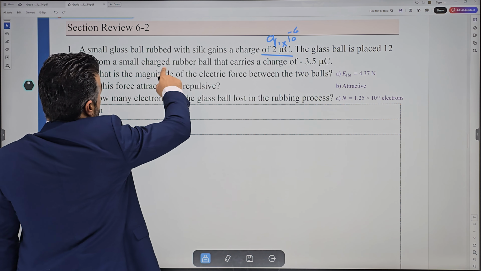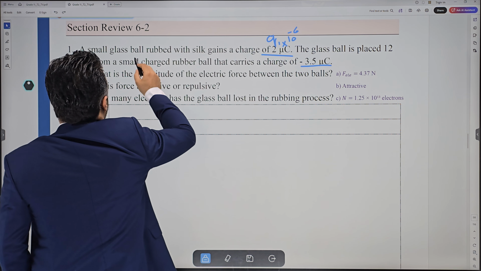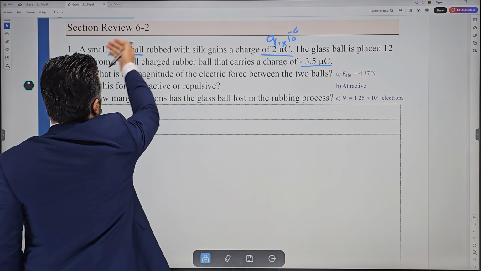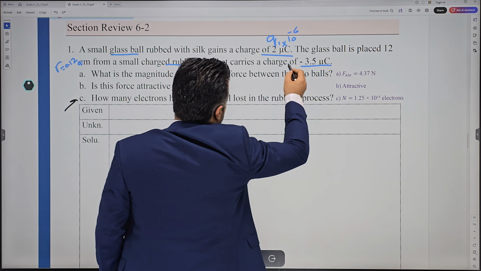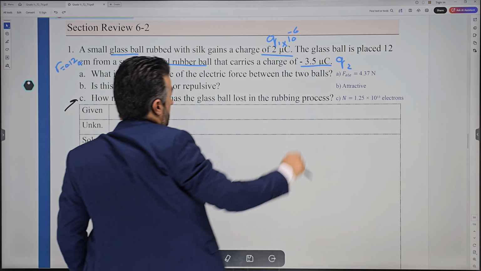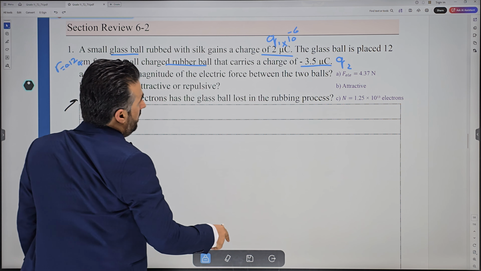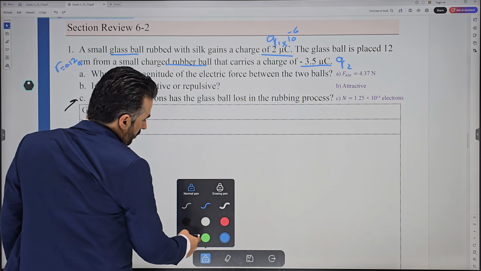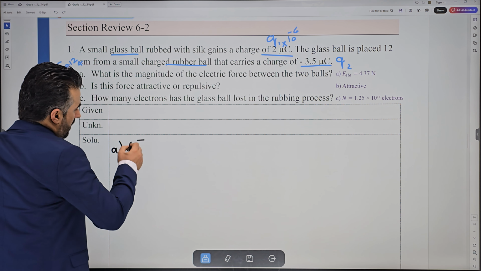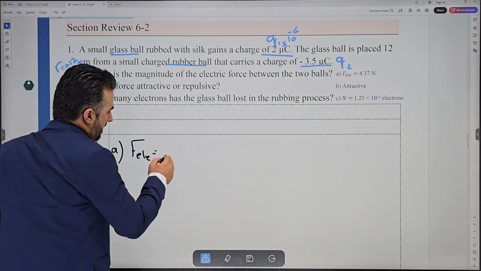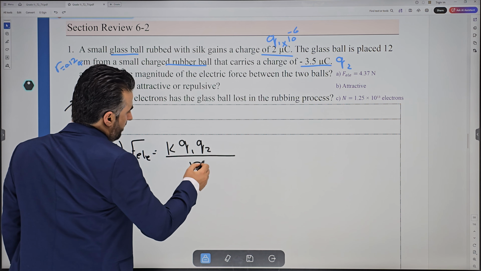From a small charged rubber ball that carries a charge of this much. We have a small glass ball and a rubber ball, and these are the charges of each one of them. You can call this one Q2, and this is the distance between the two. What is the magnitude of the electrical force between the two? So for part A, write the electrical force equation: K, Coulomb's equation, Q1 Q2 divided by the square of the distance between the two.